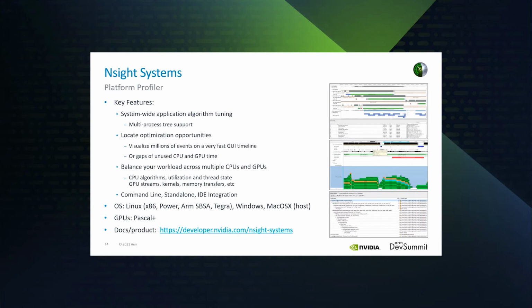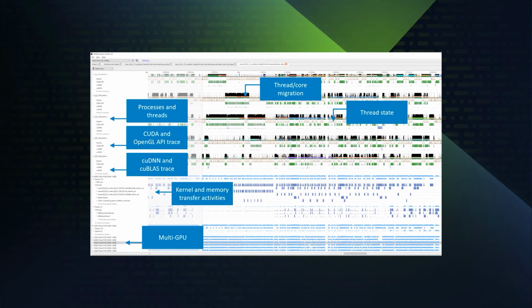Obviously, we're supporting both Linux and Windows with a Mac host, and you can profile Arm SBSA targets with Nsight Systems. As you can see here, there's a lot of information available on the Nsight Systems timeline. You can see on the left side various swim lanes for things like processes and threads, the APIs from CUDA or OpenGL, or a bunch of other APIs available as well. So tracing when those APIs are called allows you to correlate them with performance data. A lot of libraries are supported as well. Things like cuDNN and cuBLAS can be traced with Nsight Systems.